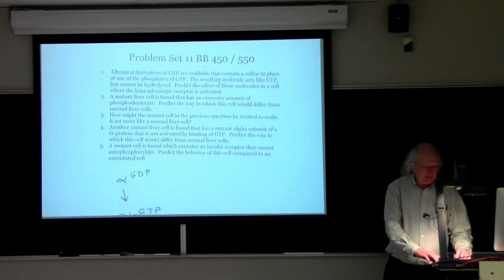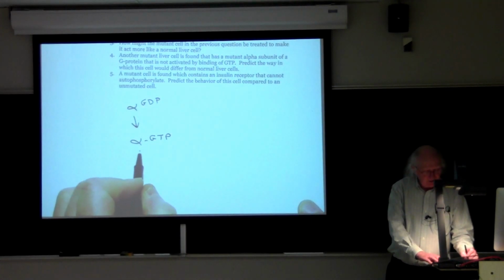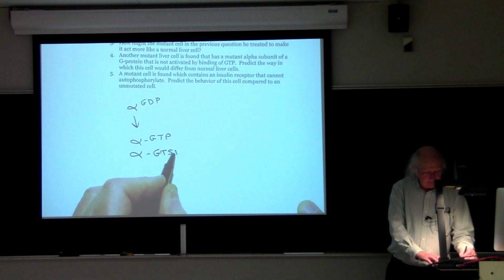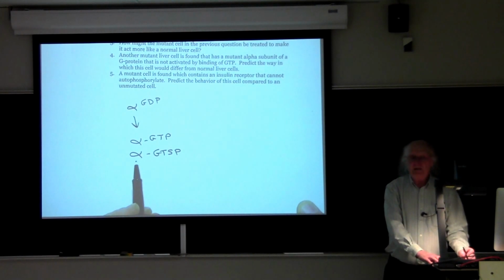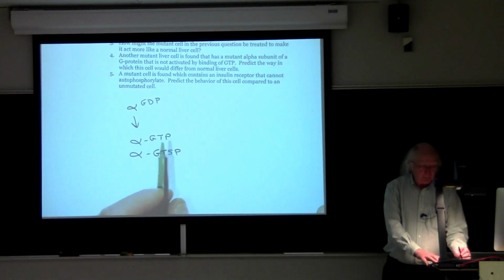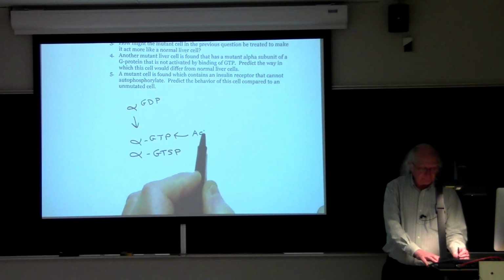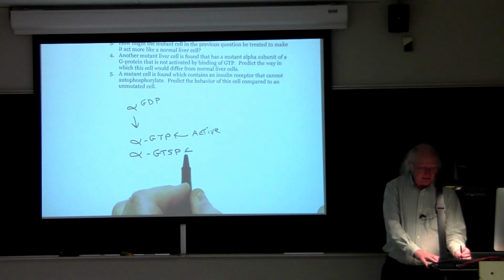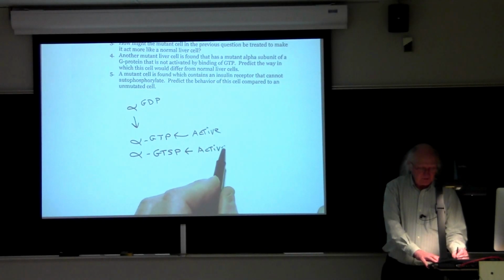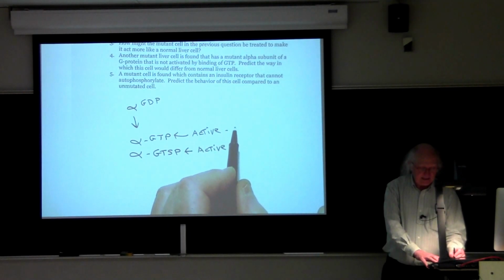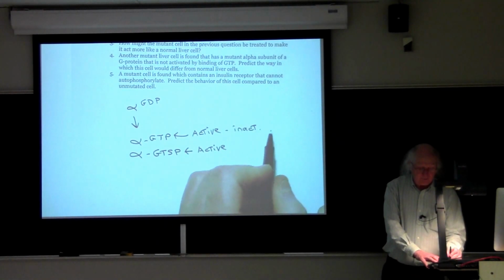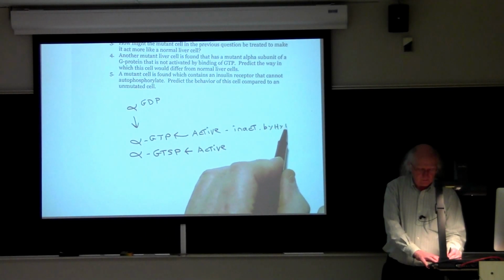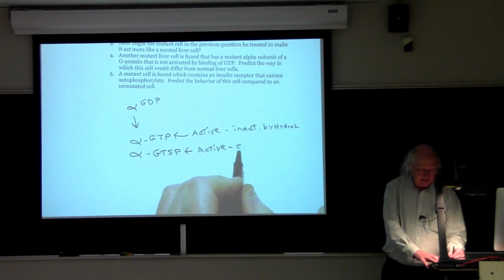Now, I'm going to label the modified form of the GTP as GTSP. And that GTSP will bind to the alpha subunit just as the GTP will, but because it cannot be hydrolyzed, the alpha subunit will remain in the active state, because you remember that this is the active form of the alpha subunit. Well, that active form of the alpha subunit means that this is the active form as well, but the big difference between the two is that this can be inactivated by hydrolysis. This can't be inactivated.